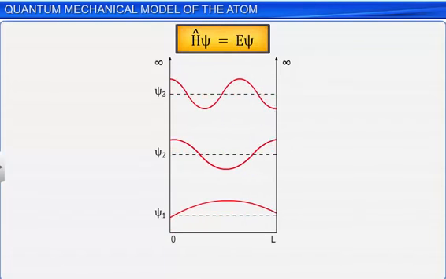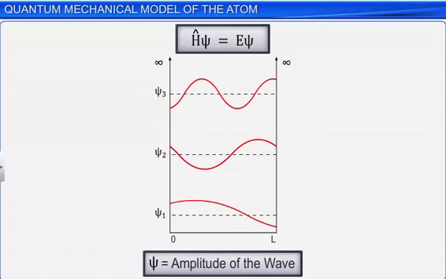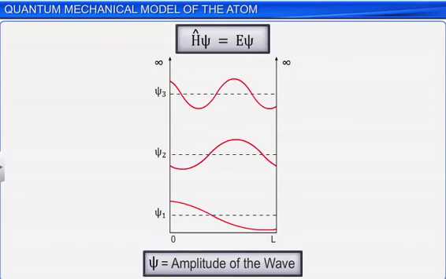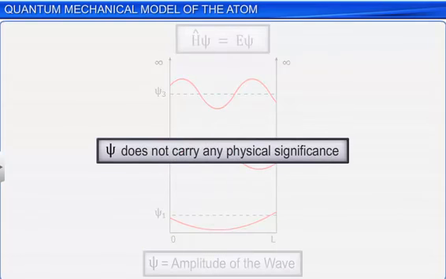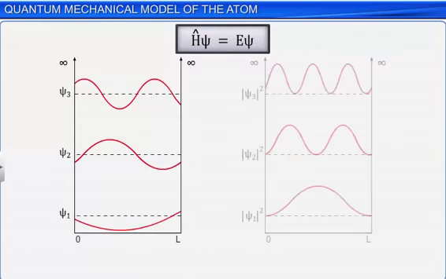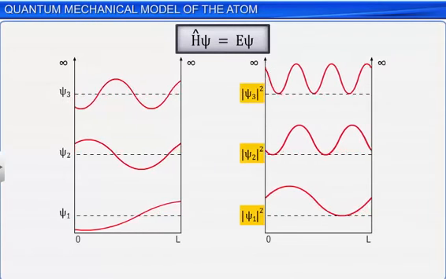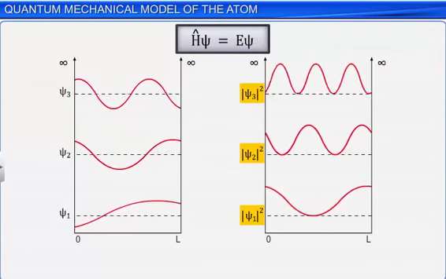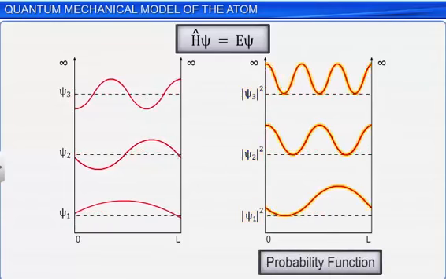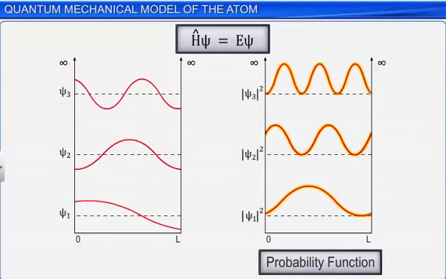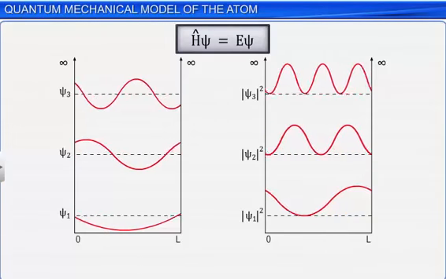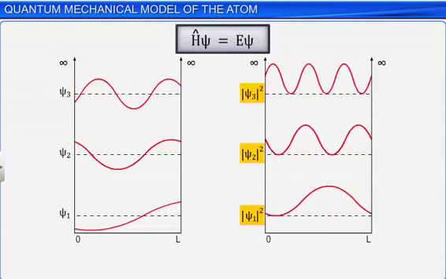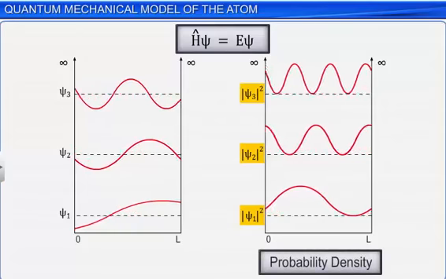The wave function, psi, is a mathematical function that represents the amplitude of the wave. It does not carry any physical significance. Therefore, the square of the amplitude of the electron wave, that is, psi square, gives the probability of finding the electron at a point within an atom. That is why the function psi square is called probability density and is always positive.